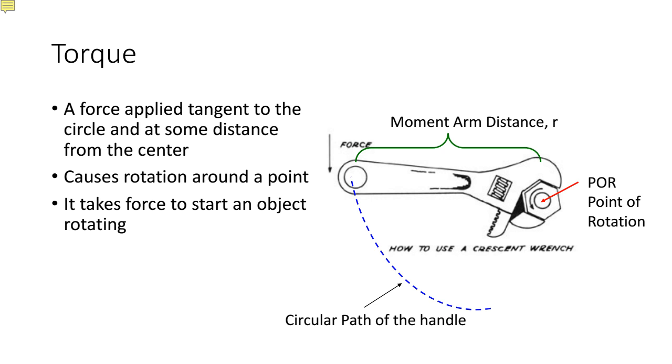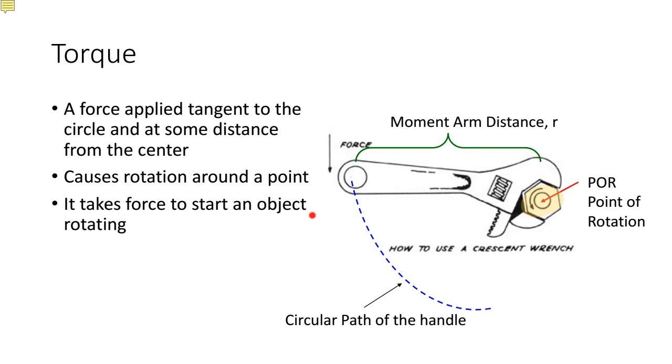Today's topic is torque. Torque is a force that's applied tangent to the circle at some distance from the center. Torque causes rotation around a point. In this example, the point of rotation is right here.